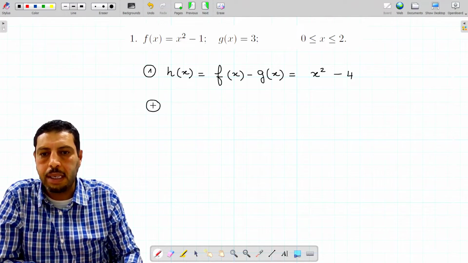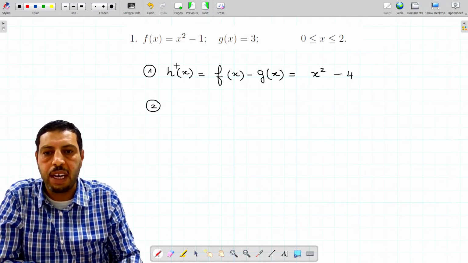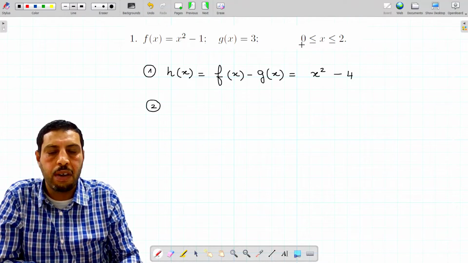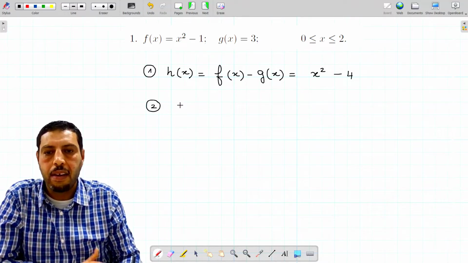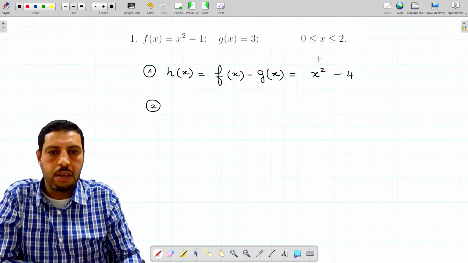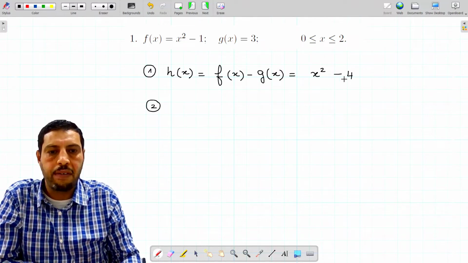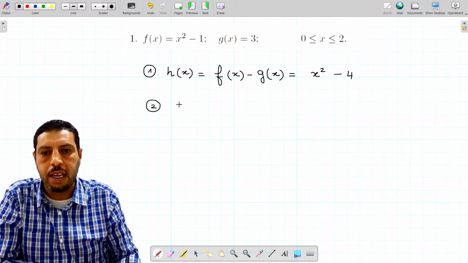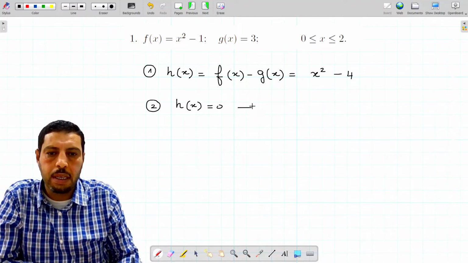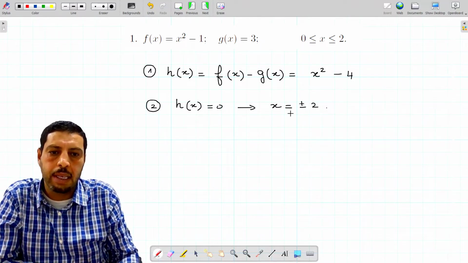Second step is to find the sign of this function h of x on the given interval, which is 0, 2 in this case. Using continuity, we can list the points of discontinuity and the points where the function is equal to 0 on the given interval and use test points. But here, the function is x squared minus 4. It's a regular function. There are no points of discontinuity. We're going to solve h of x equals 0. And of course, h of x equals 0 at x equals plus or negative 2 in our case.